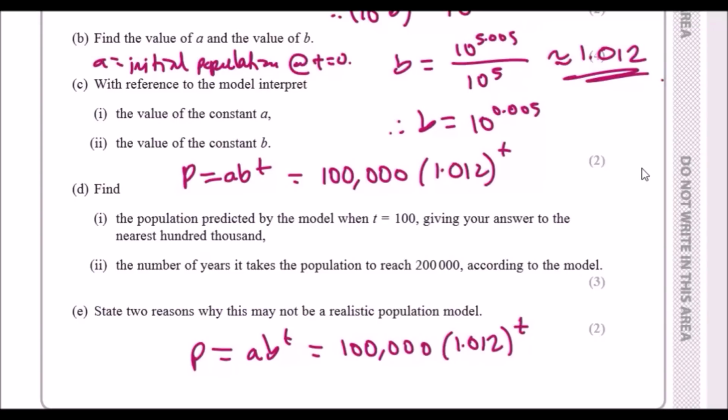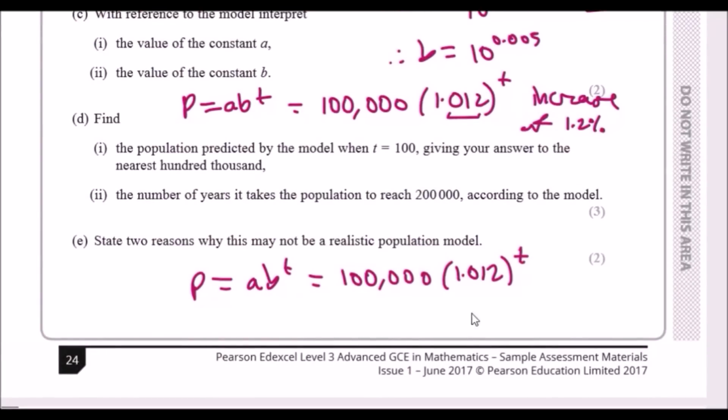As for b, it represents a multiplier. It's pretty much a multiplier of 1.012. So if you just took off the 1.0, just took out the decimal bit, this is an increase of 1.2% per year. So the population is increasing by 1.2% per year. That's all it is. So you can just write b is a multiplier which increases at this rate, whereas a is the initial population at time 0. And I put it down here as well, just to double check.